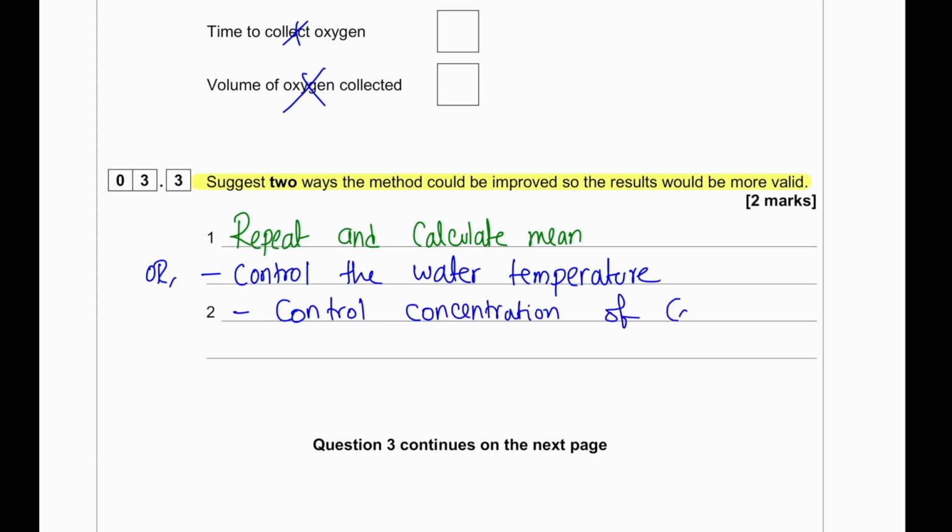Then we can control the mass of the species or the age of the pondweed that is used, because it is important. If we use a different mass of pondweed in each experiment, then that mass will have a different number of leaves and thereby different ability to do photosynthesis.